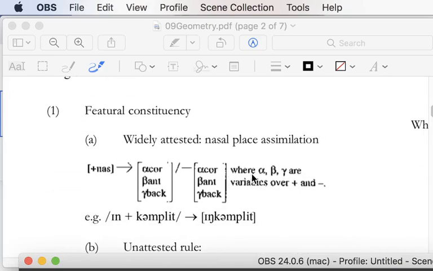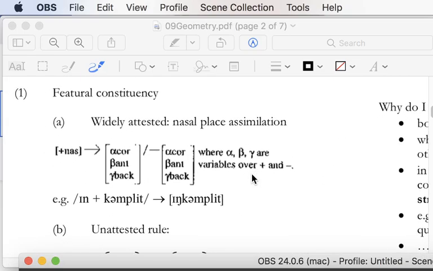Let's take a look. This is again from the McCarthy paper. He's going to be using coronal, anterior, and back for major place features. They're slightly different than our major place features, but the overarching point is exactly the same. Here is a widely attested rule shown in 1A: nasal place assimilation. A nasal segment takes on the values for all the major place features of whatever segment comes after it. McCarthy indicates that these Greek letters, alpha, beta, gamma, are variables over plus and minus. So if this is plus back, then this is plus back; if this is minus back, then this is minus back, and so on.